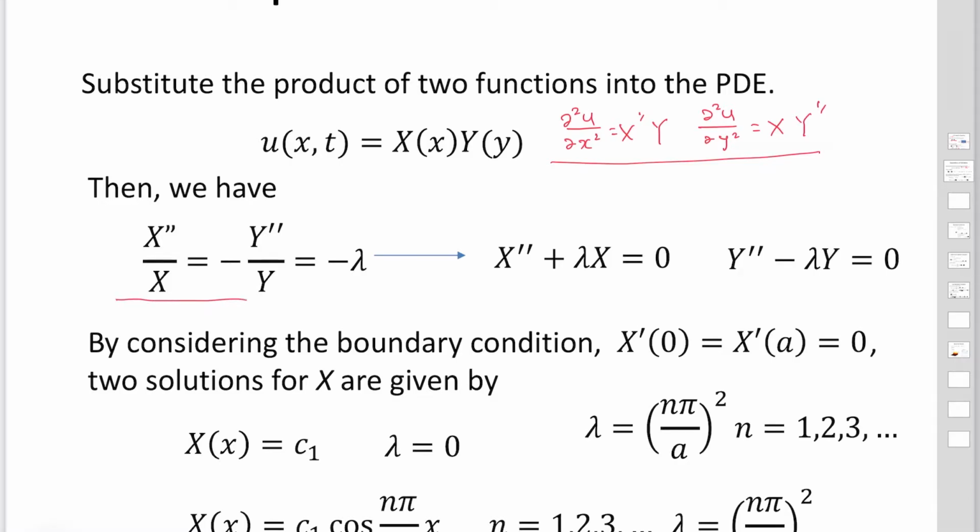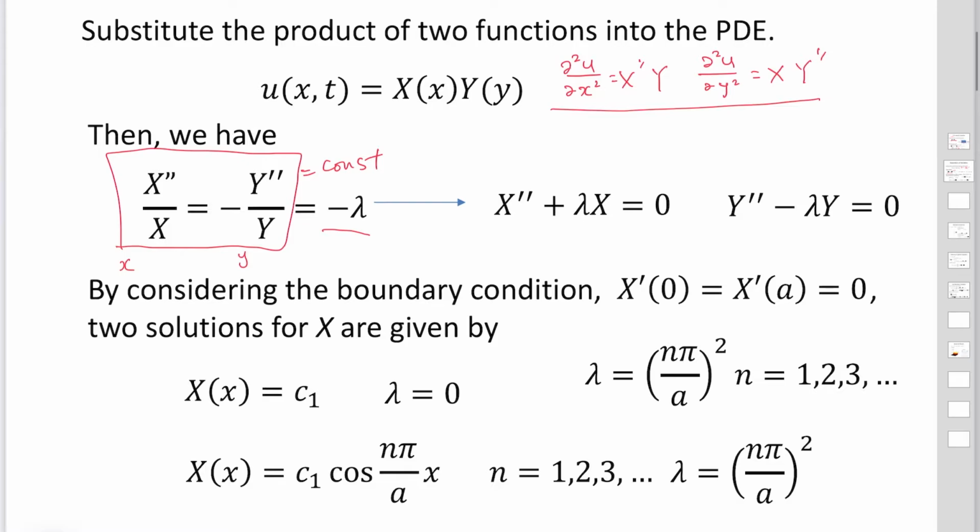We substitute this expression into the Laplace equation. Then we obtain this equation: X double prime over X equals minus Y double prime over Y. The right-hand side is a function of y alone, and the left-hand side is a function of x alone. To satisfy this equation, both sides have to become a constant value. As the constant, we choose minus lambda. Then from the single equation, we derive two equations for capital X and capital Y.